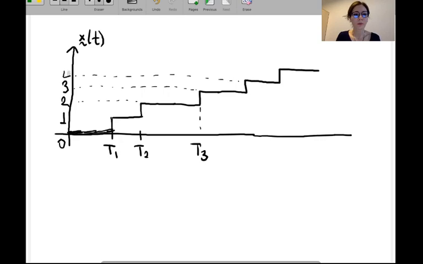This is going to be 4 here, and this is going to be 5 here, and so on. So this is a Poisson counting process.